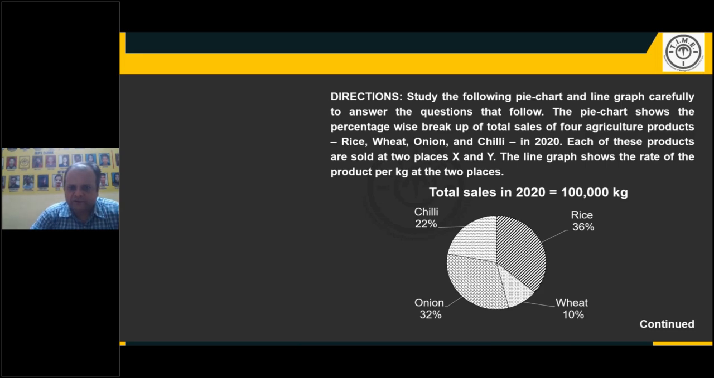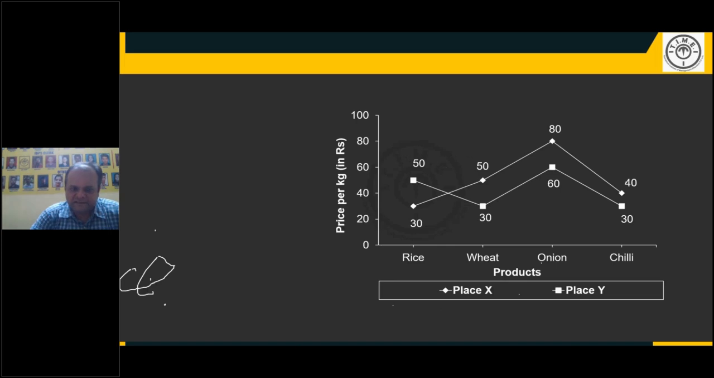The line graph shows the rate of the product per kg. So the line graph is this, which shows the per kg price of different commodities at place X and place Y. Clearly you can identify place X has been represented with a kite shaped or a diamond shape, and place Y is being represented with a square, right? So for example, at place X, rice would be 30 per kg, and at place Y, rice would be 50 per kg. Similarly, onions at place X would be 80 per kg, and at place Y it will be 60 per kg. All right, so this data has been given.